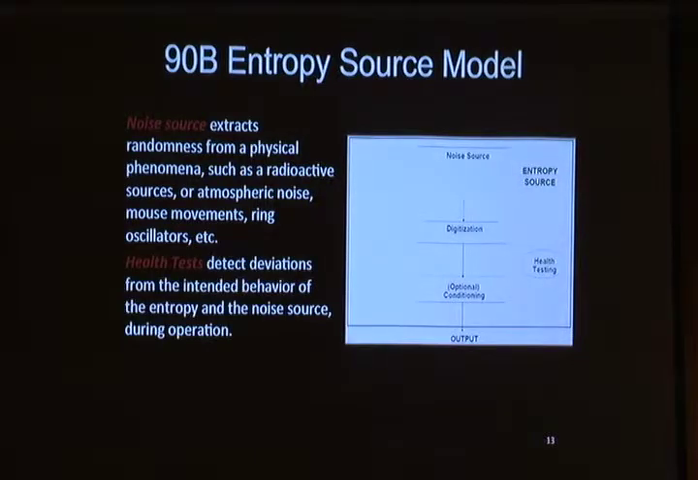So this extracts randomness. And we also have a health test in our model. In the health test, we know that these noise sources are usually very fragile and can be affected by changes in temperature or humidity. That's why we want to continuously check how the noise source is doing. It might be stuck at a value.